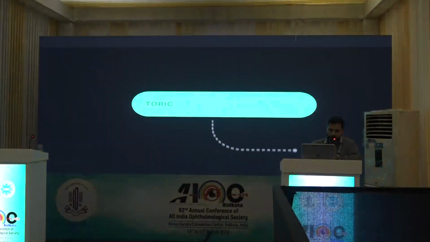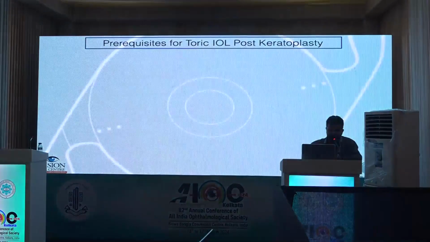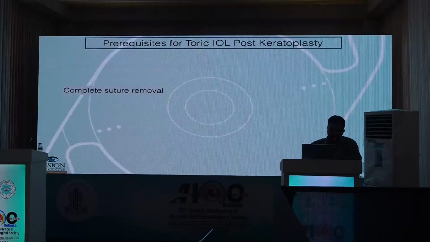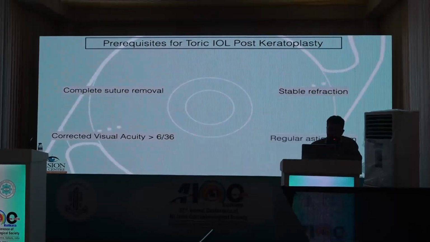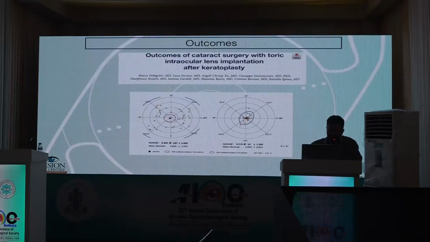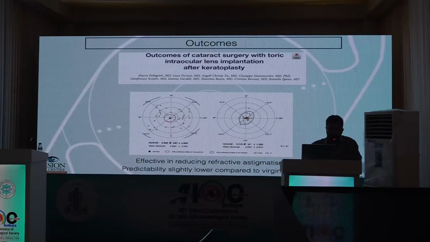So moving on to eyes that have undergone keratoplasty. The prerequisites here are that suture removal should have been done, the refraction should have been stable, and the visual acuity prior to the development of cataract should have been at least reasonable. Otherwise, there is no point in considering a toric IOL in these cases. Also, the astigmatism should be regular to the extent possible. The outcomes of cataract surgery with toric IOLs in keratoplasty are reasonably good. Of course, they are going to be lower than virgin eyes, and that's been documented as well.